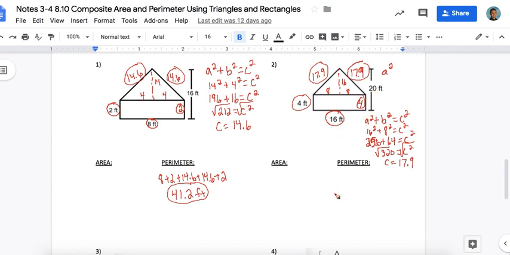So now I'm going to write those down and add them up. I'm going to start with 16. So 16 plus 4 plus 17.9 plus 17.9 plus 4. And when I add those up, I get 59.8 feet.